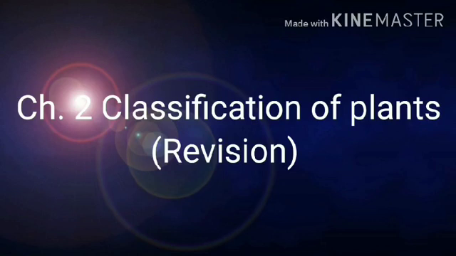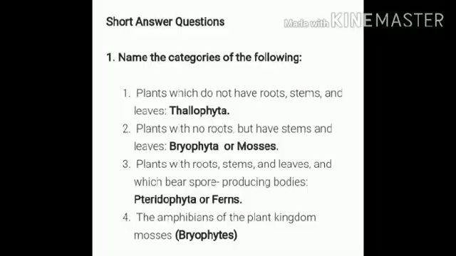So, today's first question is: name the following categories. 1. Plants which do not have root, stems, and leaves. Thallophyta. Plants with no roots but have stems and leaves. Bryophyta. Plants with roots, stems, and leaves and which bear spore-producing bodies are called pteridophytes or ferns. The amphibian of the plant kingdom: mosses or bryophytes.